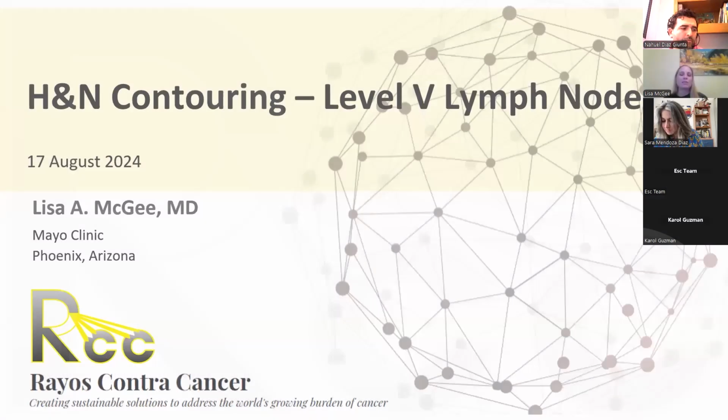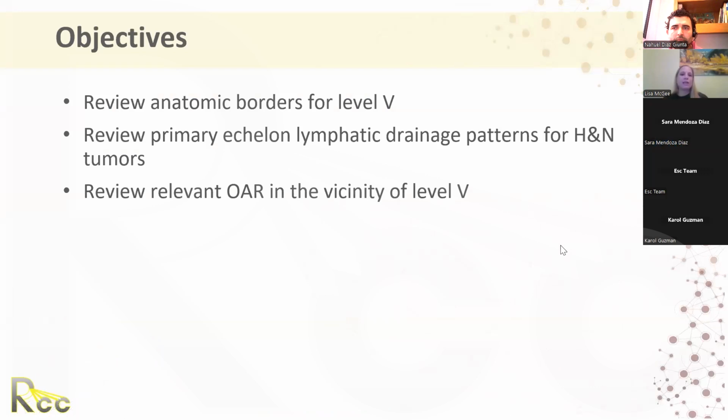We will be focusing specifically on level 5. The objectives today are to review the anatomic borders for level 5, to review primary echelon lymphatic drainage patterns for head and neck tumors, and to review the one relevant organ at risk in the vicinity of level 5.